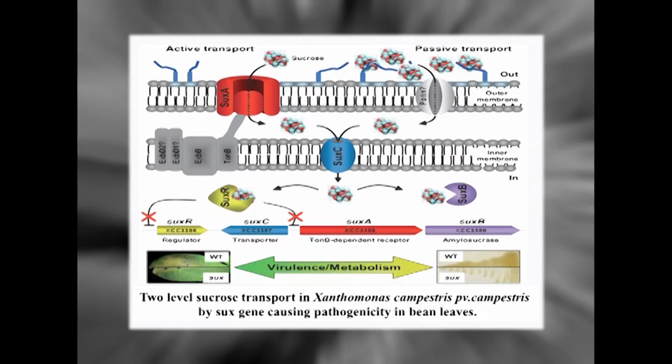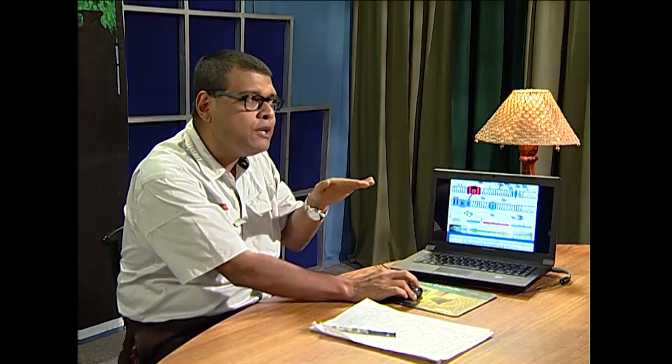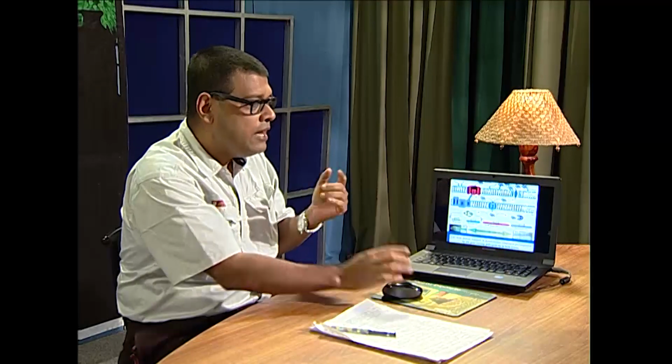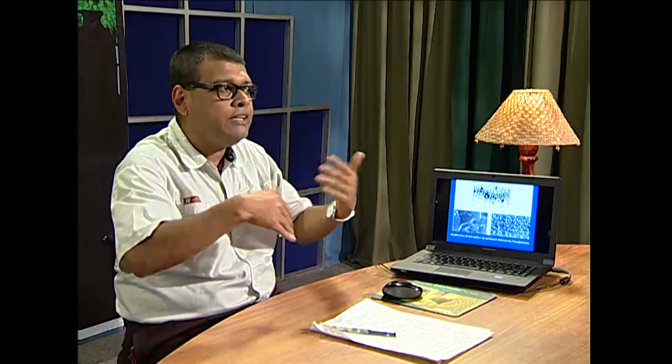This gene will allow the transport of sucrose, and this sucrose will get inside, and with the entry of this sucrose, this entire SUC operon is activated, as a result of which the pathogenicity mechanism is switched on. So it's a unique phenomenon where the availability of sucrose from the plant surface makes the bacteria very virulent.